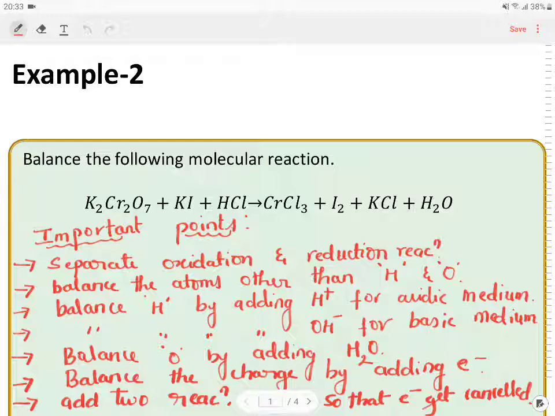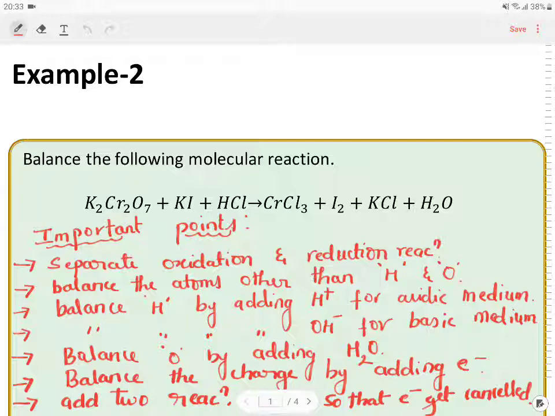So first, you need to separate the oxidation and reduction reactions by finding the oxidation number. Second thing is to balance the atoms other than hydrogen and oxygen. Don't balance the hydrogen and oxygen in the first step itself.